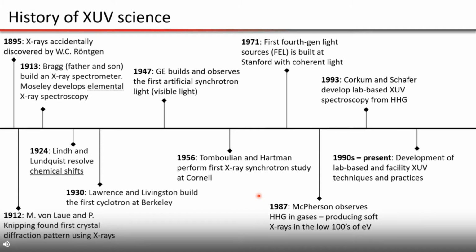In the 70s, we had the first fourth-generation light source, a free electron laser built at Stanford. This opened the window to coherent light sources, which are critical for many XUV experiments. We need coherent light sources, which is why X-ray free electron lasers are so important. Then in the late 80s and through the 90s came the development of high harmonic generation in gases. I'll describe this process in a little bit, but this is how we can produce soft X-rays in the low hundreds of eV to even less than 100 eV. The development from McPherson and then Corkum and Schafer later in the XUV window of high harmonic generation really enables what my group does today in our laser lab.